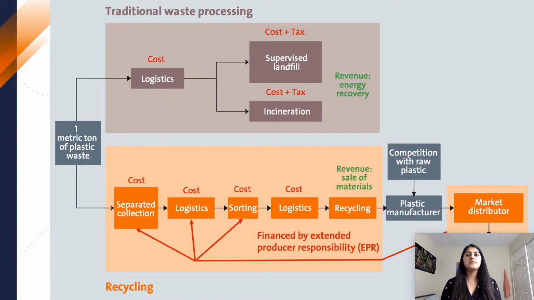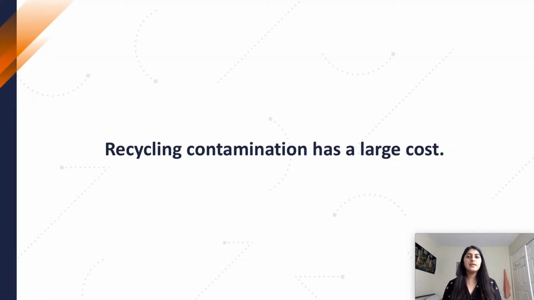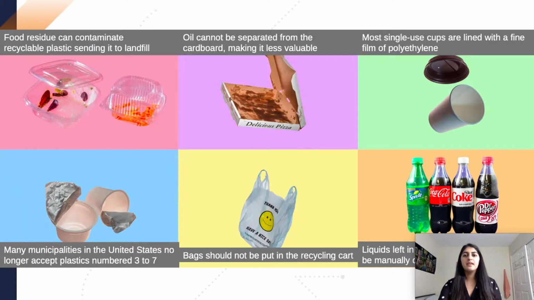This diagram shows how recycling is much more complex than traditional waste processing, as it requires separation, sorting, logistics, distributors, manufacturers, but of course, it is the more environmentally friendly option. So the question is, how can we improve our recycling management? First, we have to understand the root problem, which is contamination in recycling. The slide shows a variety of items that are contaminated and therefore cannot be recycled.